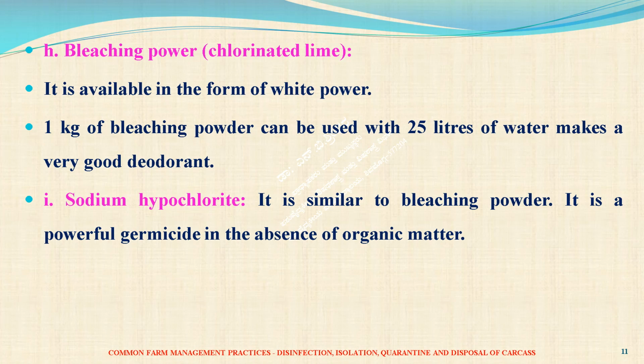And how much quantity has to be put is 1 kg of bleaching powder with 25 liters of water, which makes a very good deodorant. Then sodium hypochlorite, you might have heard the name during COVID-19. This chemical was very commonly used. This is very similar to bleaching powder, but it is a powerful germicide in the absence of organic matter. So these are some of the agents.